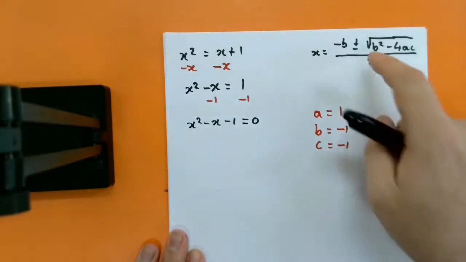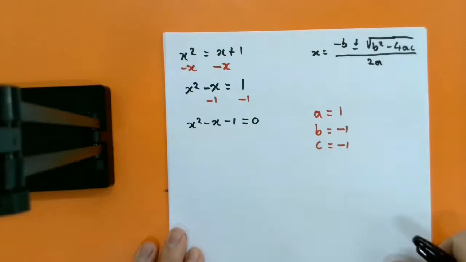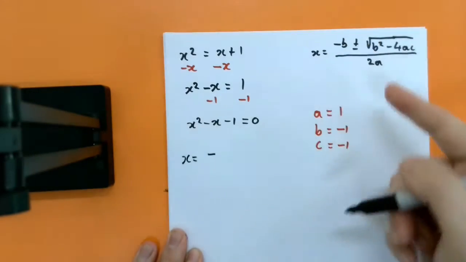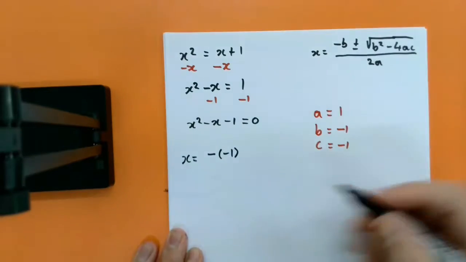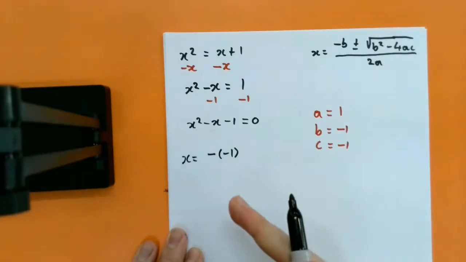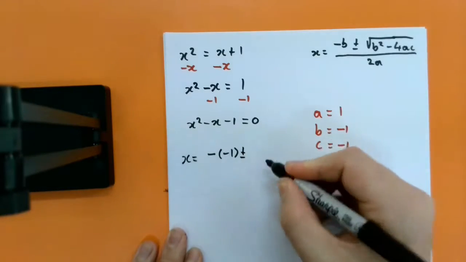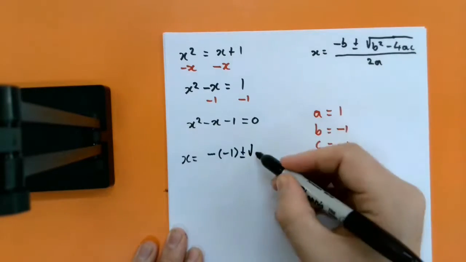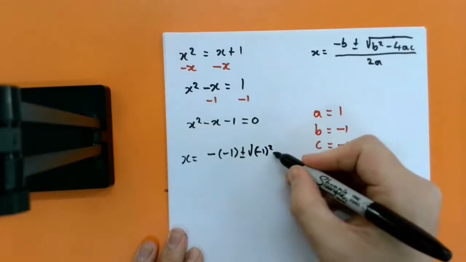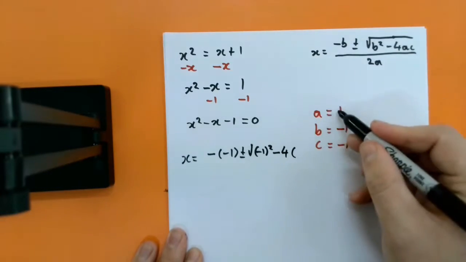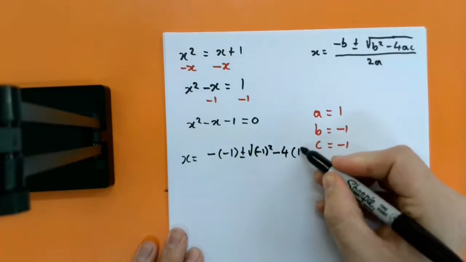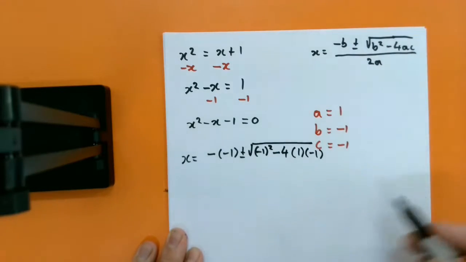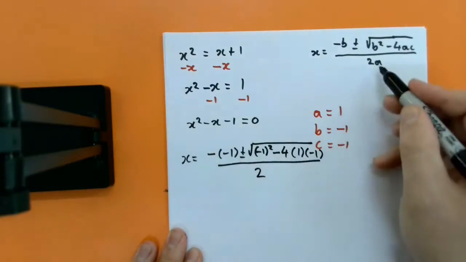So now, using our formula, we're just going to do some substitution and start to tidy it all up. So we have x is equal to negative b, which is negative 1. I encourage you to be very, very careful here with your negatives. It is very easy to make a mistake. Plus or minus the square root, we'll start that off there, of b squared. Well, that's negative 1 all squared minus 4 times a, which is 1, times c, which is negative 1. All over 2 times a.